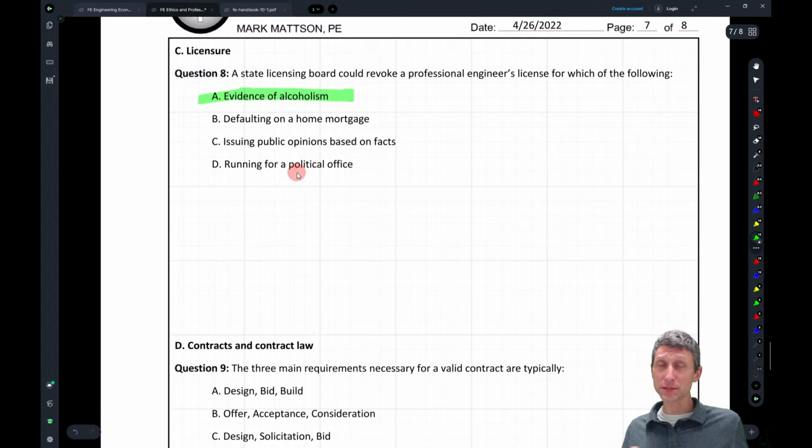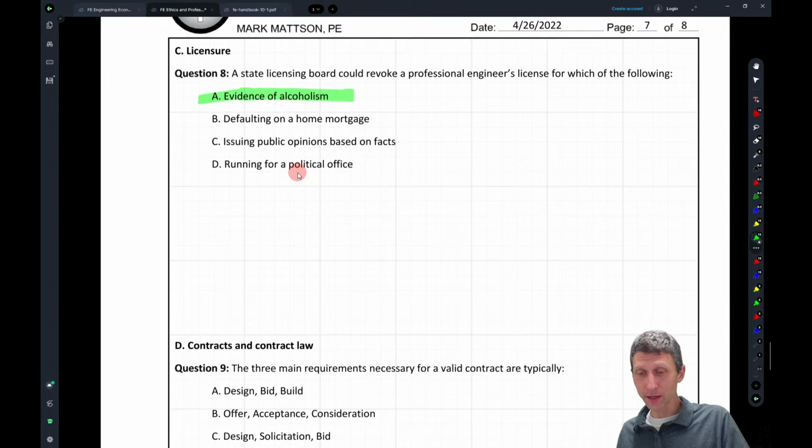Running for political office, you can still run and be a PE. There's a congressman I remember who is a PE. I remember him grilling the head of the EPA when there was an environmental problem, saying, hey, did you have professional engineers working on this job, and the EPA saying, well, no, sir, I don't think we did. You can be a PE and run for political office. There's nothing against that. You can't bribe political officers. That's a different thing. That's why Spiro Agnew resigned as vice president of the United States back in the day. Okay, so let's keep going here.